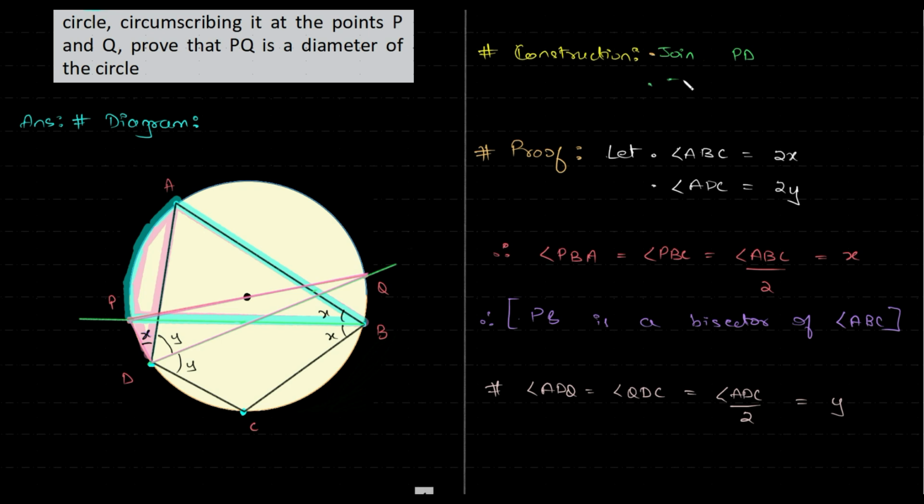PA. And so this is a chord wherein we have ABP and ADP being subtended on the circumference of the circle. So basically these two angles are equal, is it not? So we'll tell this.